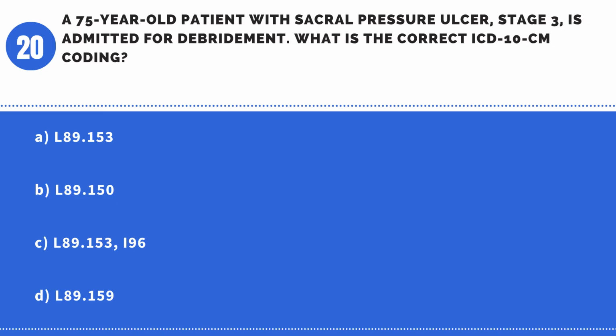Question 20. A 75-year-old patient with sacral pressure ulcer, stage 3, is admitted for debridement. What is the correct ICD-10-CM coding? A. L89.153. B. L89.150. C. L89.153, I96. D. L89.159. Answer A.